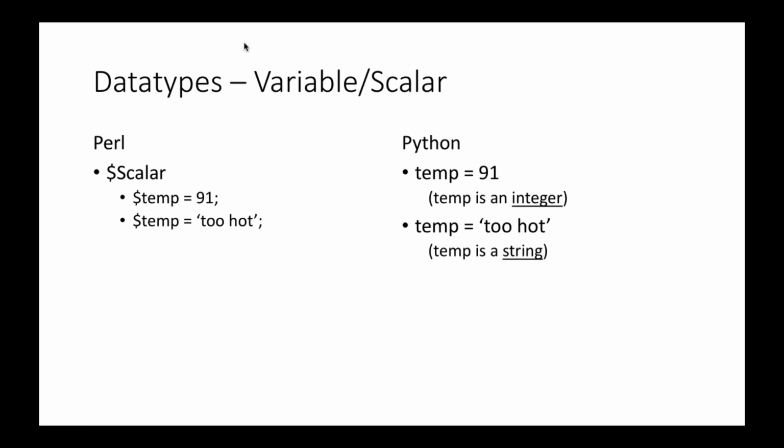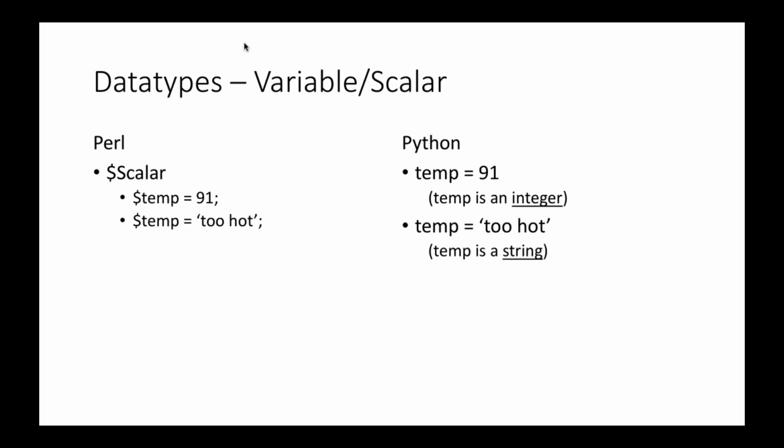So how do a couple languages represent this? Between Perl and Python, you know, you can jump to anything else after this. In Perl, again, they use that sigil concept. So they use a $ in front of all variables. So I've got $temp is 91 or $temp is too hot. And Python doesn't use those sigils. Python is much closer to most other languages.